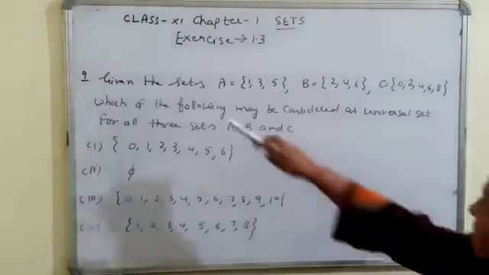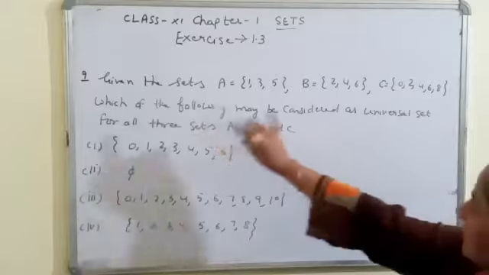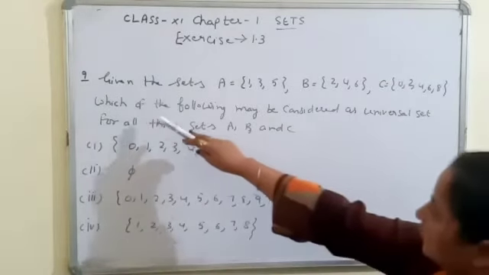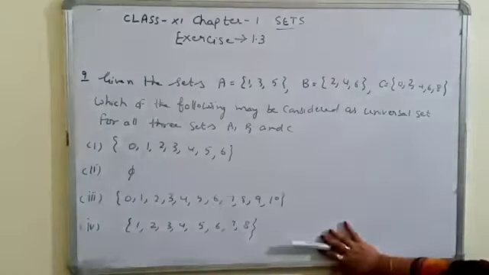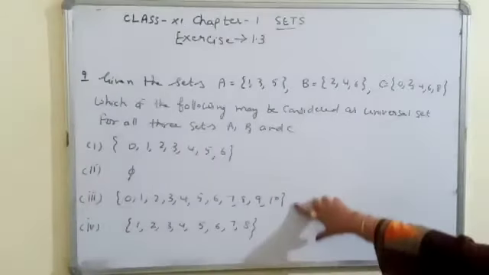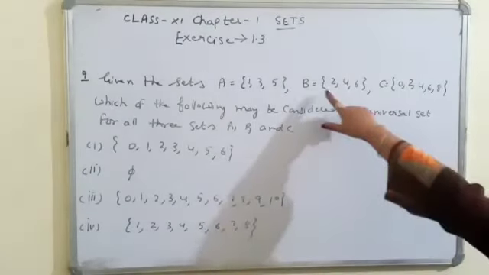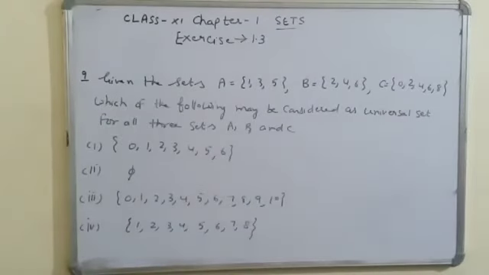Question 9. Given the sets A, B, C, these three sets are given to us. Which of the following may be considered as a universal set for all three sets? Four options are given to us and we have to tell which one is the suitable universal set for these three sets. All the given sets must be subsets of the universal set. So here you can see the third part, containing the elements from 0 to 10, satisfies the requirement of being a universal set for the sets A, B and C.